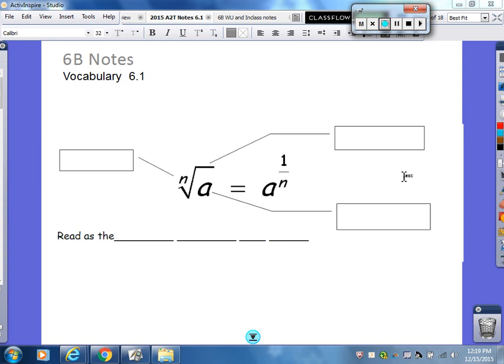Alright, welcome to 6B Notes. So let's look at what we're going to be dealing with in Unit 6. We're going to be dealing with radicals and also what we call rational exponents.